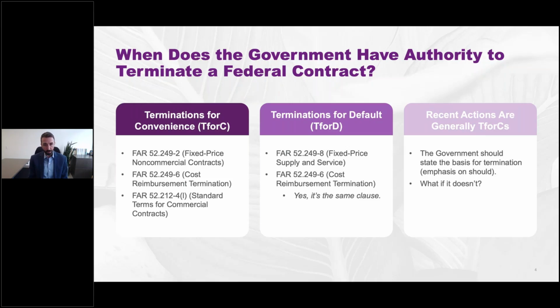To go with a breakup analogy, they're saying it's not you, it's me, right? They're saying they don't have the need for it anymore. Terminations for default or cause are where the government is saying the contractor did something wrong, something contrary to the contract, and the government wants to terminate the agreement for fault. In other words, it's not me, it's you, right? So those are the two basic flavors.